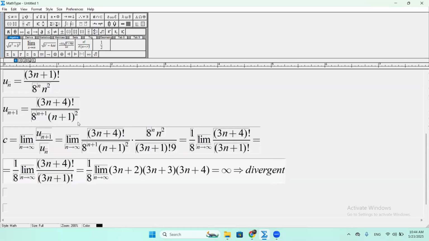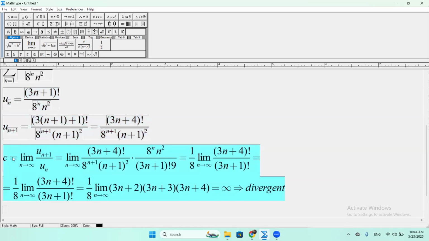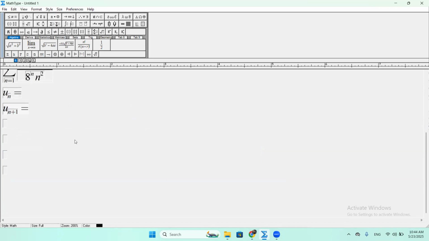Any questions about this exercise? Why in the denominator for u(n plus 1) do we have 3n plus 4, but not 3n plus 2? Okay, let me write it in detail. I substitute here n plus 1 instead of n, then expand brackets and receive the following expression. More questions? No questions. Okay, let's move to the next exercise.